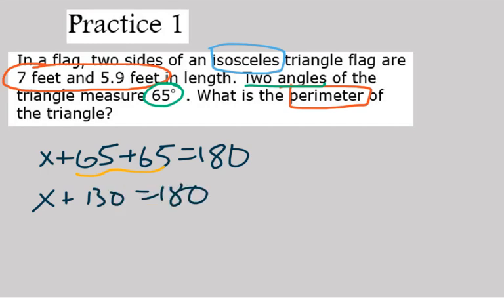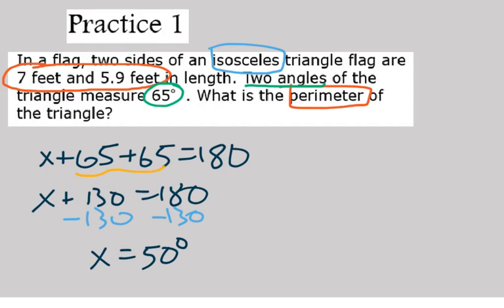And when we subtract 130 from 180, we're left with x equals 50. So we know that our third angle measurement is 50 degrees, which is smaller. The 50 degrees is smaller than the 65. Therefore, the smallest angle would have to go with the smallest measurement of 5.9 feet. So then we know that the 65 degree will be opposite of the 7 feet.